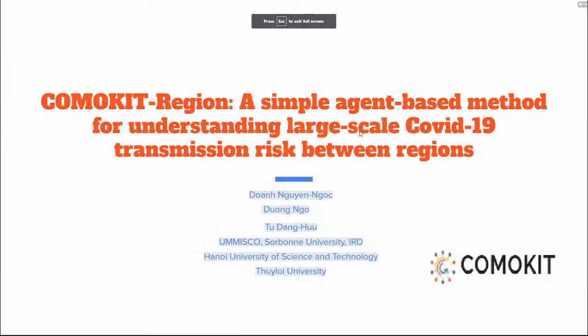There we go. So today I'm going to present CommoKit region. It's a very small add-on to the existing framework of CommoKit from the CommoKit team at Hanoi University of Science and Technology and the rapid response team to COVID in Vietnam.